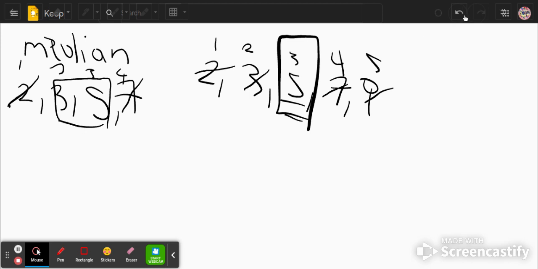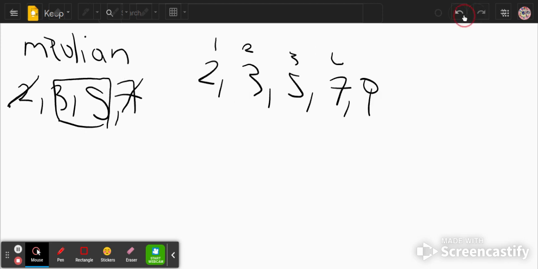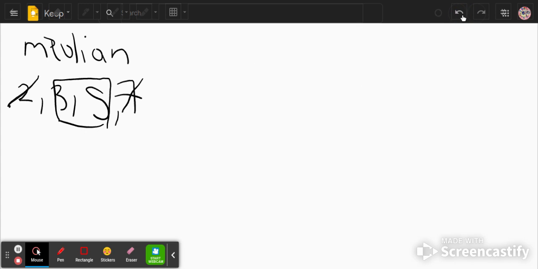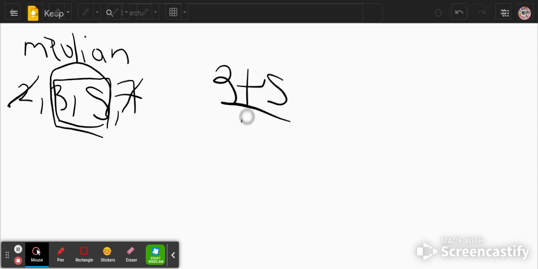And we cannot have two medians. We can only have one, right? So when it occurs like this, we use a specific formula. And that is, you're supposed to add the two numbers in the middle, which is 3 plus the 5, and divide it by 2, and that would be the median.